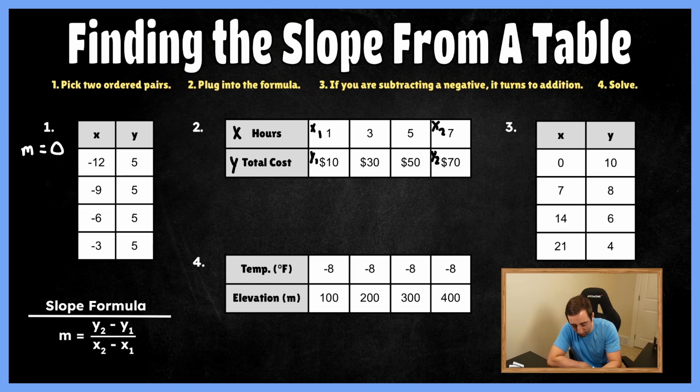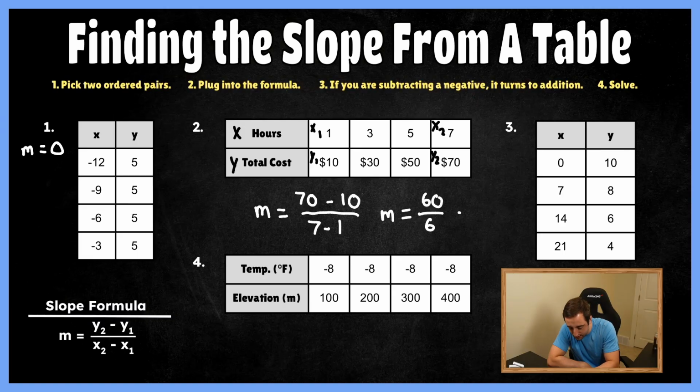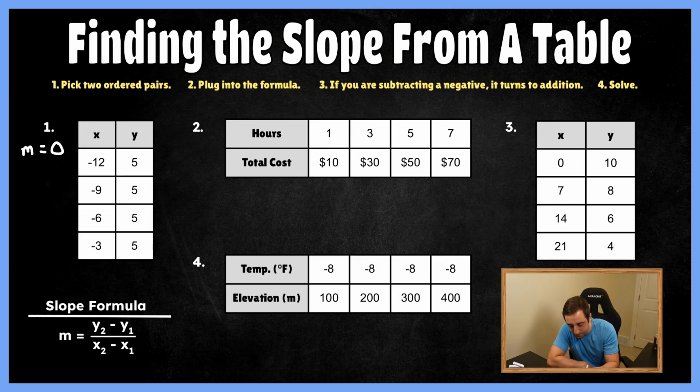Now let's plug it into the slope formula. M equals Y2, which is 70, minus Y1, which is 10, up top, and then 7 minus 1 in the denominator. You get M equals 60 over 6. Well, 60 divided by 6, you're going to end up getting a slope of positive 10, as they're both divisible by 6. So now let's go ahead and take a look at the table to see if we see that change without utilizing the slope formula. So that was M is equal to 10.